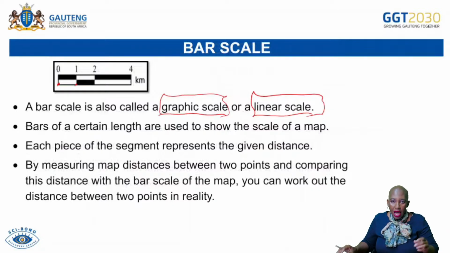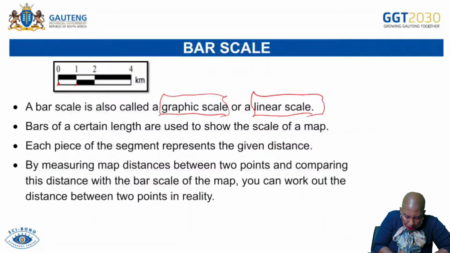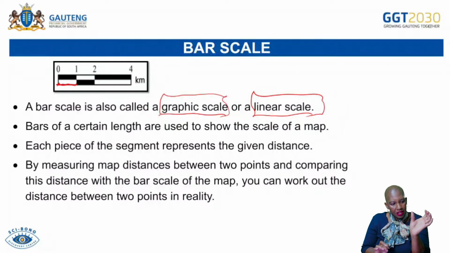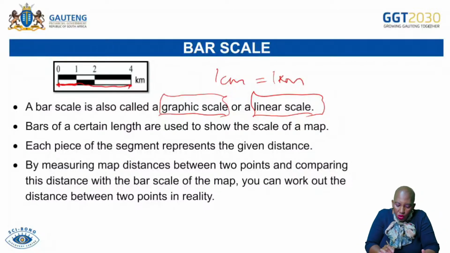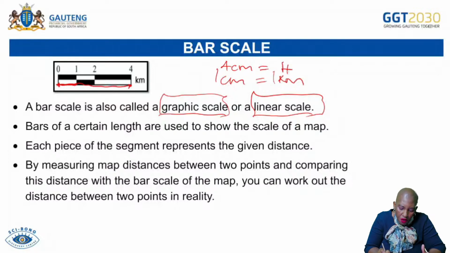Then you just check: I have used my ruler, I have measured the bar. So I know that when I measure this bar, if it says it's 1 centimeter, that 1 centimeter will be equal to what? 1 kilometer. So if I measure the entire bar from this point to this point, I get the units. Say when I measure, I get 4 centimeters. Then I will say 4 centimeters is equal to 4 kilometers. So I know that 4 centimeters will represent 4 kilometers.